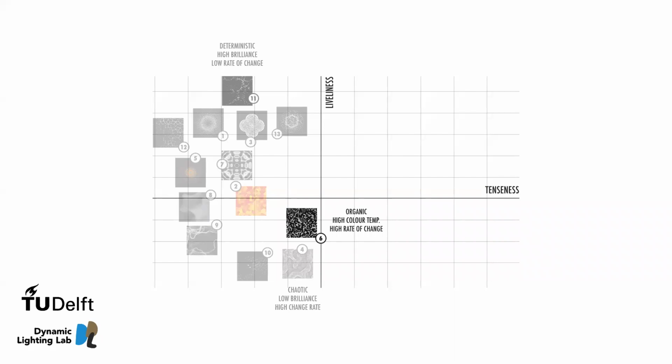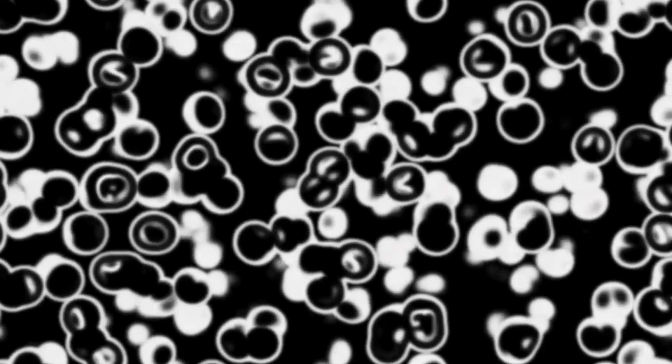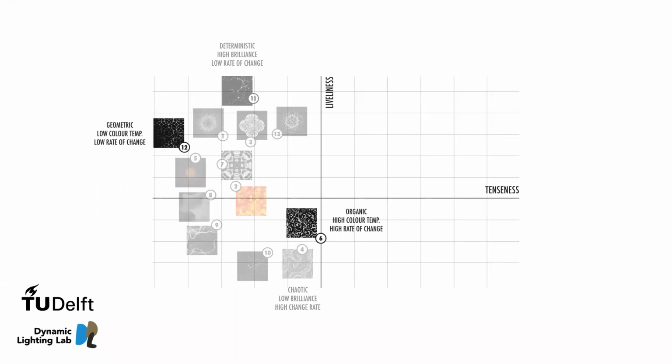So on the right side of this grid, we can find an organic, high color temperature, high rate of change atmosphere created by the texture. And on the left side, we can find a geometric, low color temperature, low rate of change texture. So we can see that there's a strong relationship between the textures and these axes created by the characteristics.